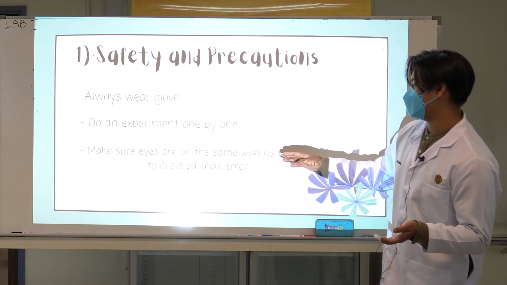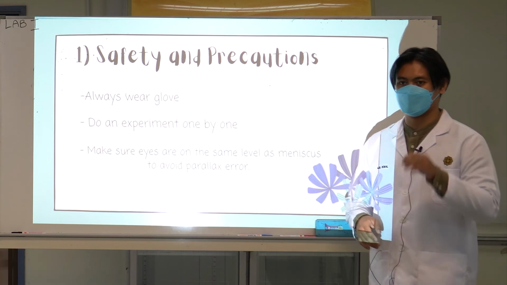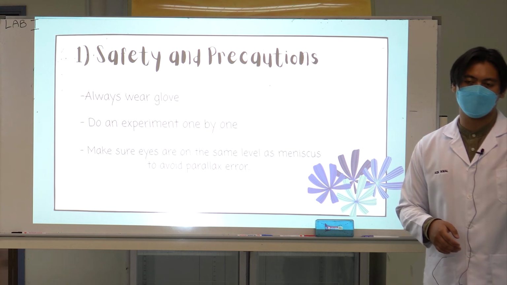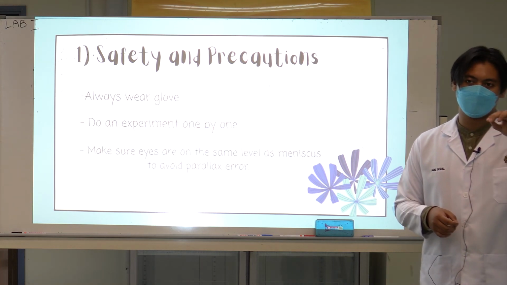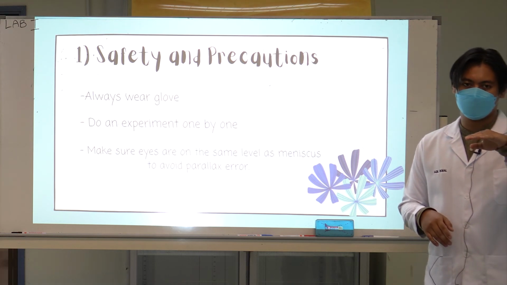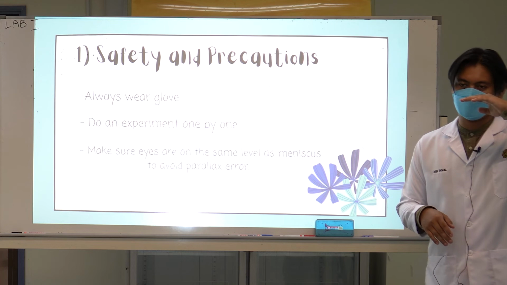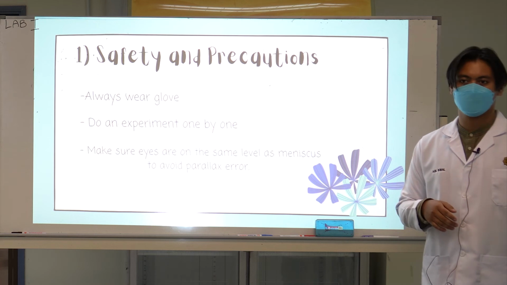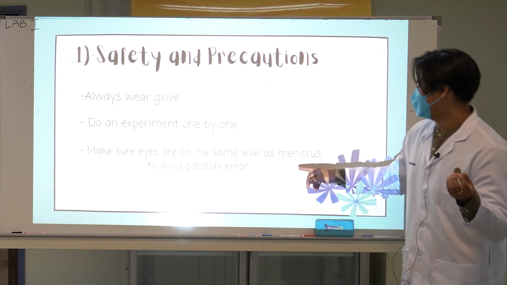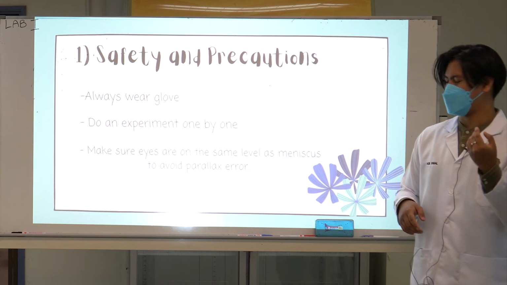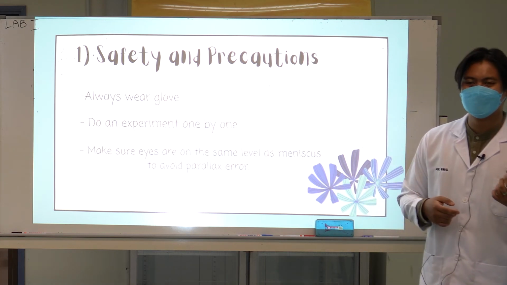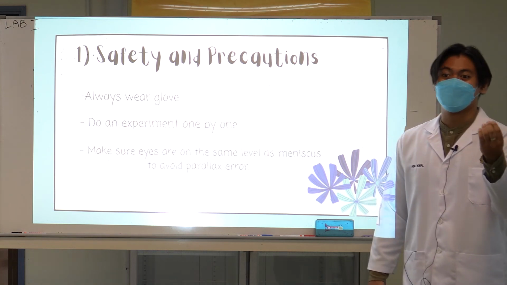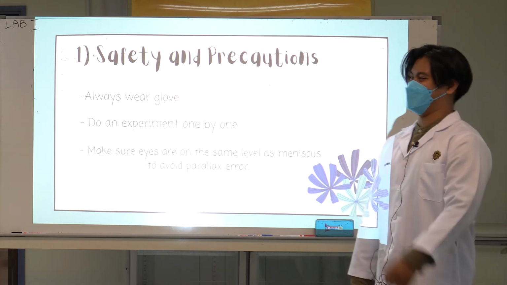Then make sure eyes are on the same level as the meniscus to avoid parallax error. This is important when you want to take a sample using a test tube. We need to make sure our eye is at the same level as the meniscus level, so the measurement is precise. Yes, that is what I want to say.